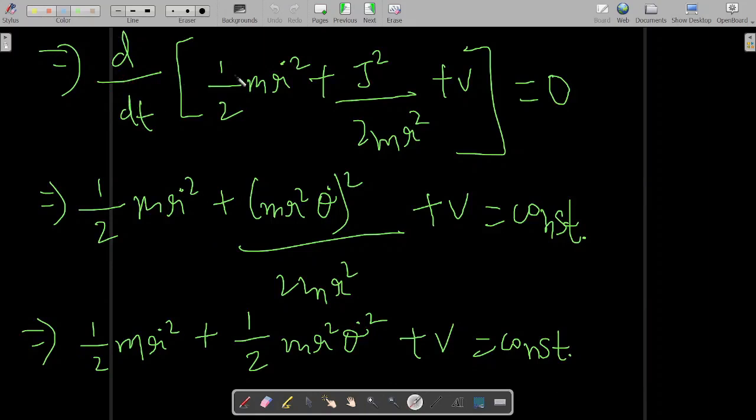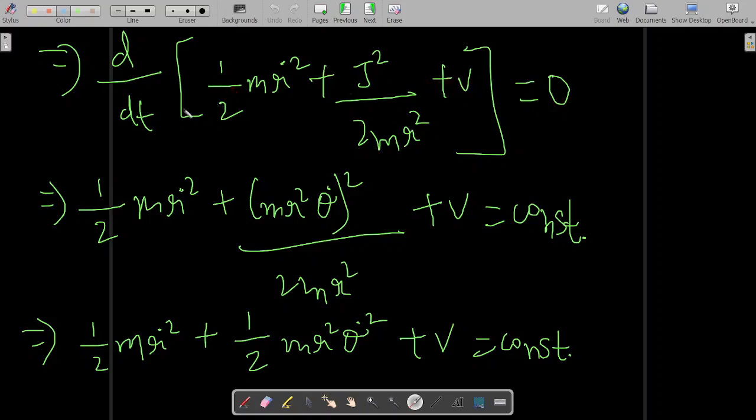So d by dt bracket, we are applying the differentiation with respect to time on half m r dot square plus j square by 2 m r square plus v equal to 0. This is the thing. Now have a look at this particular expression.